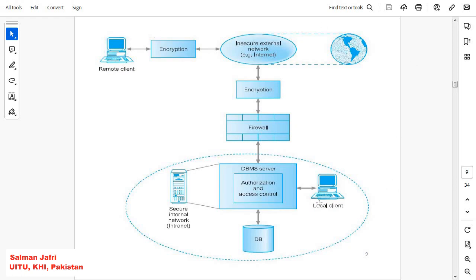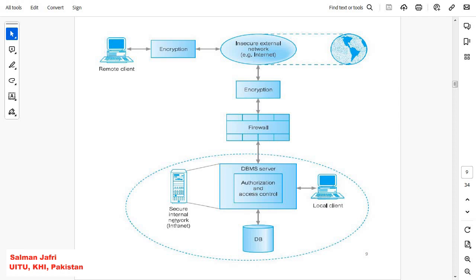So this is a diagram that is giving us a very beautiful view of basically how the things are operating, right? So we have our organization, right? And we have our organization, we have this DBMS server. So DBMS server has got the controls of authorization and access control that is built into the DBMS server. And these local clients can communicate with our local system. This is the database.